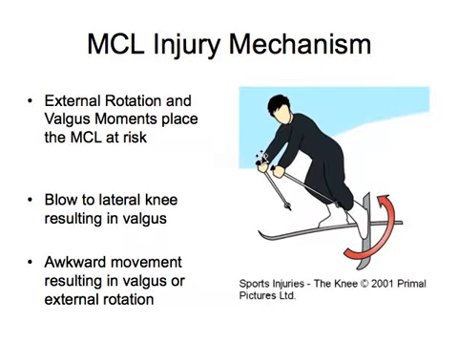So MCL injury mechanisms occur in many different ways, and here are some of the mechanisms that have been noted: external rotation and valgus moments placed on the knee. Here's an example of a ski where the tip of the ski is caught, which ends up rotating the tibia into external rotation and into abduction. A blow to the lateral knee resulting in valgus, and awkward movement resulting in valgus or external rotation. So these tend to be the injury mechanisms.